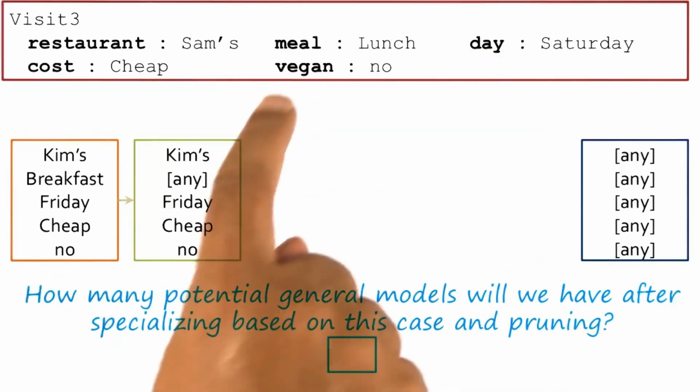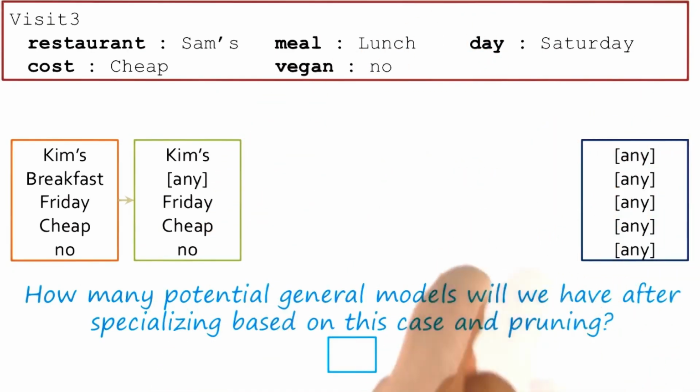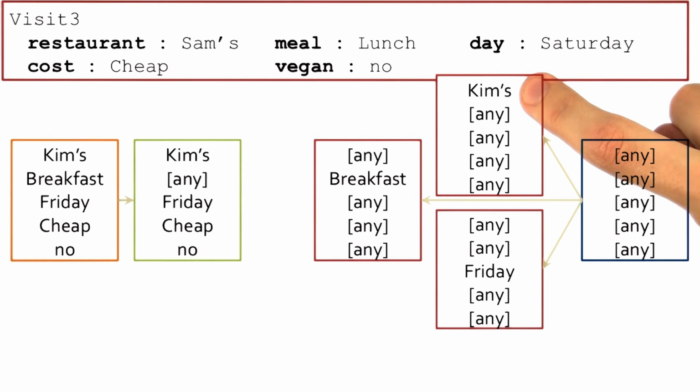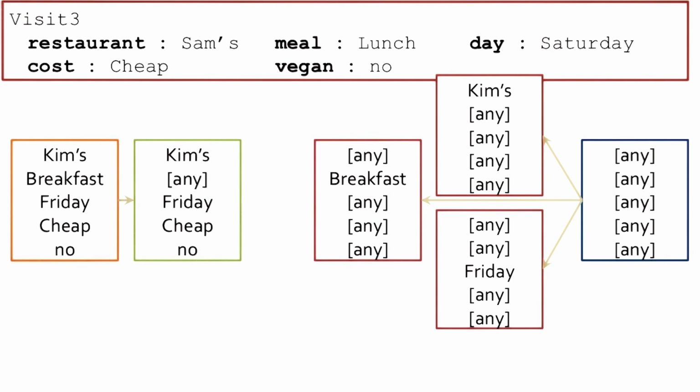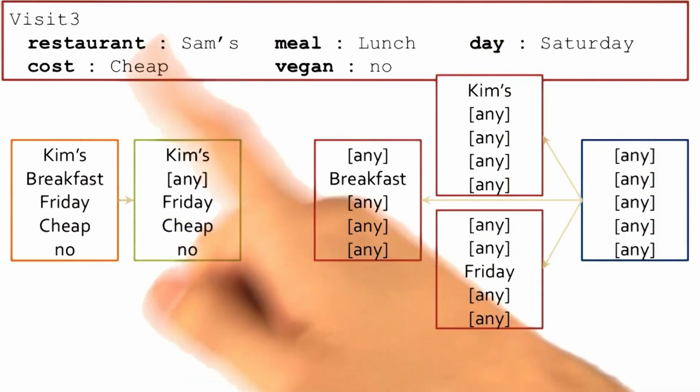So like David said, given this negative example, we'll specialize this most general model, and we'll prune away those specializations that no longer match the data. Given this, how many specializations are left after the pruning? What do you think, David? So I said that there'll be 3 potential general models left after specializing and pruning. Those 3 models are that I could just be allergic to everything at Kim's, I could just always be allergic to breakfast, or I could just be allergic to eating on Friday. I would prune the ones based on cost and whether or not the meal is vegan, because although I've had bad reactions to cheap non-vegan meals in the past, here I didn't have a reaction to a cheap non-vegan meal. So it's not sufficient to say I'm allergic to everything non-vegan or I'm allergic to all cheap food.